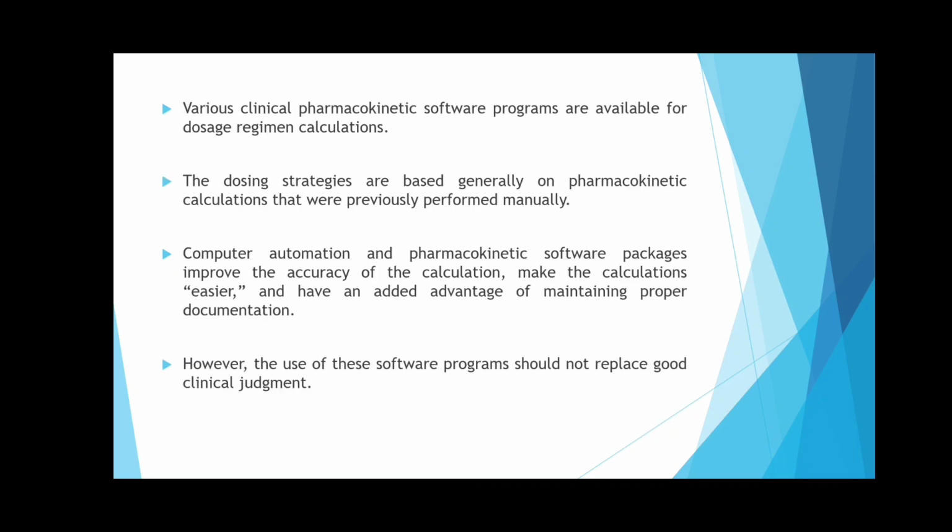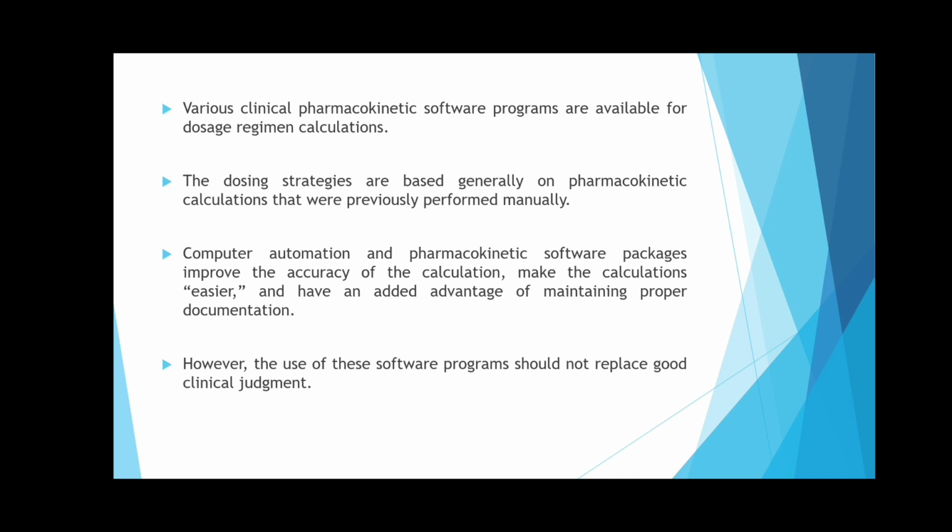Various clinical pharmacokinetic software programs are available for dosage regimen calculations. The dosing strategies are based generally on pharmacokinetic calculations that were previously performed manually. Computer automation and pharmacokinetic software packages improve the accuracy of the calculation, make the calculations easier, and have an added advantage of maintaining proper documentation. However, the use of these software programs should not replace good clinical judgment.